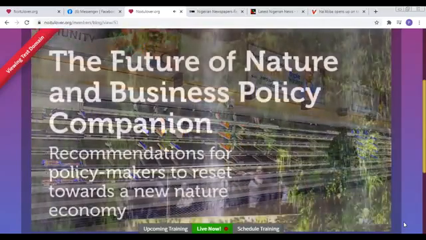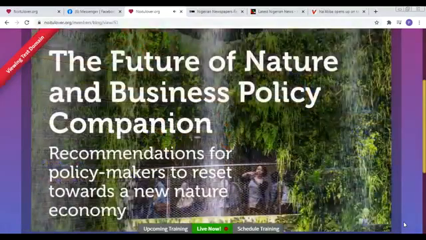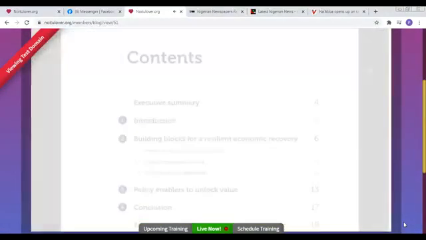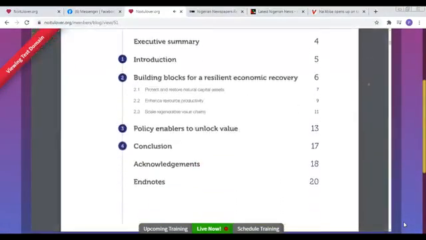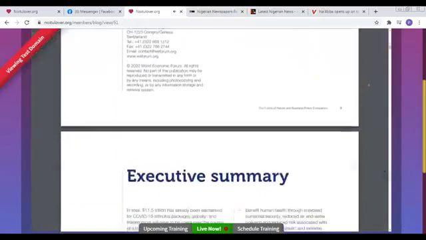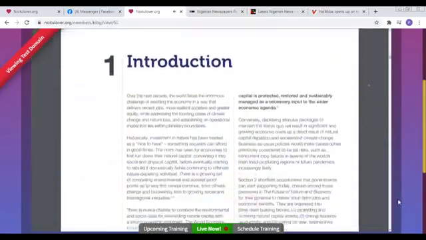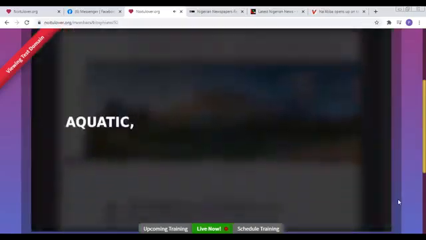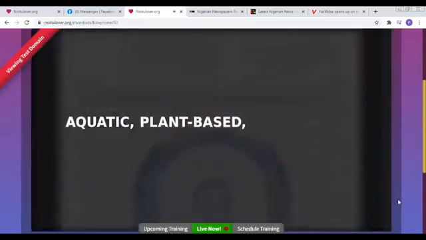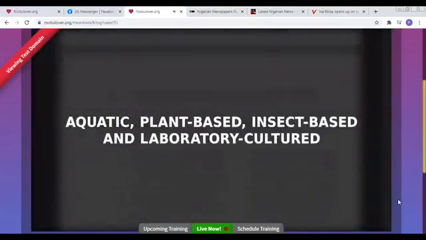In a companion report, the World Economic Forum provides some detail on what it means to change the way we eat. The report discusses stimulating more resource-efficient food systems by supporting the shift away from diets based on animal proteins towards four alternatives: aquatic, plant-based, insect-based, and laboratory culture.